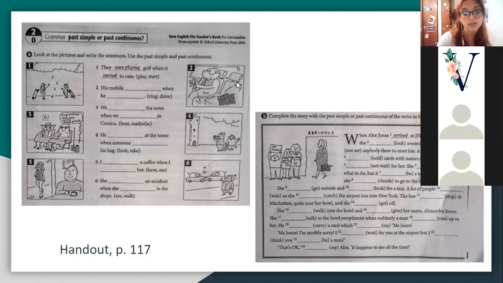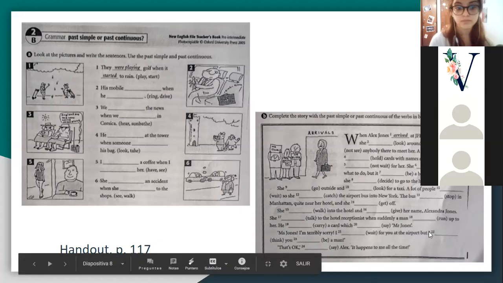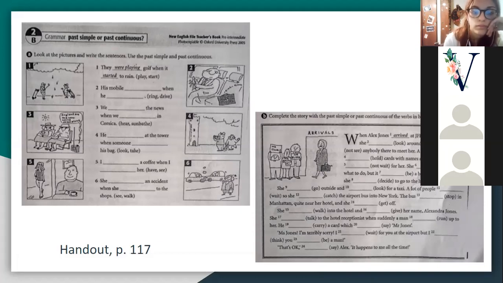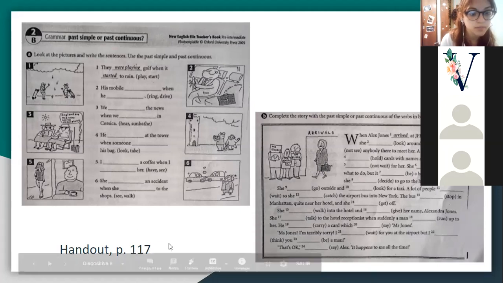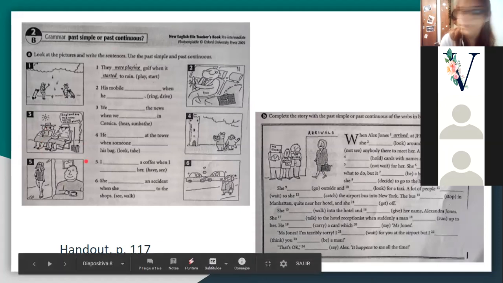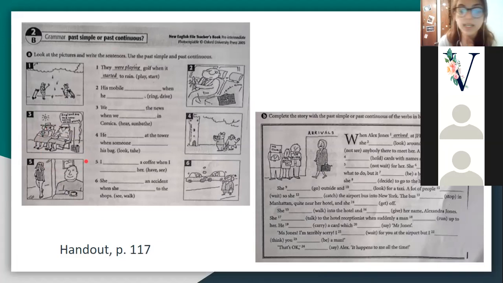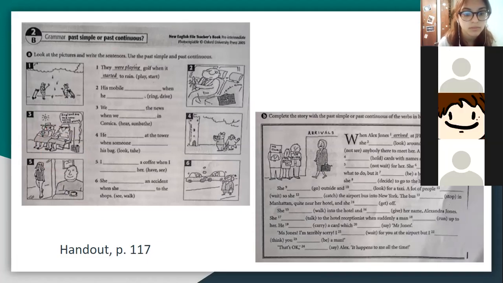We have a man in what looks like a car and his mobile starts buzzing. So let's see, Sophie. His mobile rang when he was driving. Good. His mobile rang when he was driving. Very good. Let's take a look at the third picture. Let's see. Facu, can you do it? Which one? Number 3.